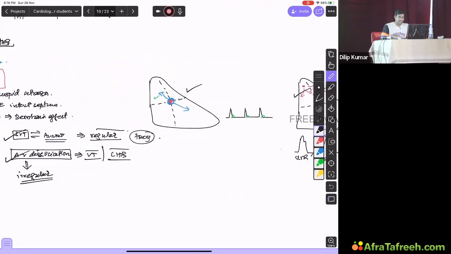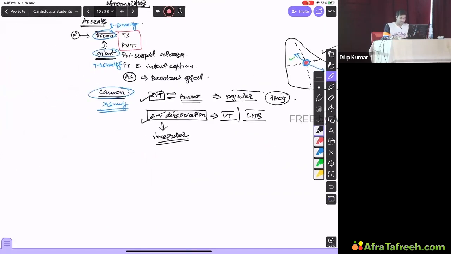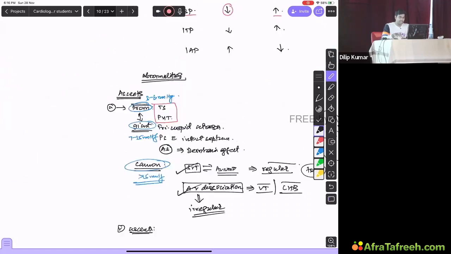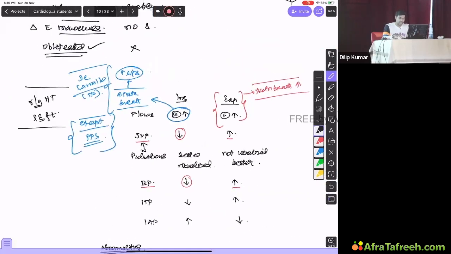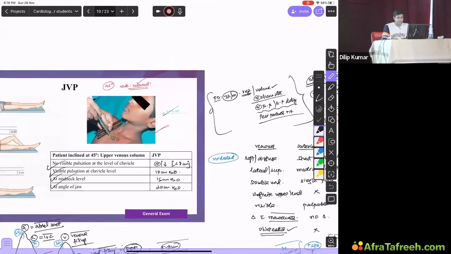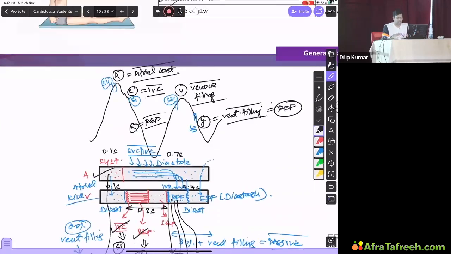Then you can have abnormalities of the V wave ascents. And what about the normal ascents and descents? If you see this diagram closely, I've drawn it correctly, to be honest. Remember, the normal A wave is always taller than the V wave, and the X descent is deeper than the Y descent. This is the rule. This is very normal, straightforward.